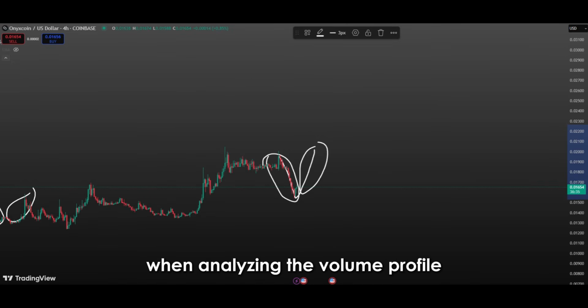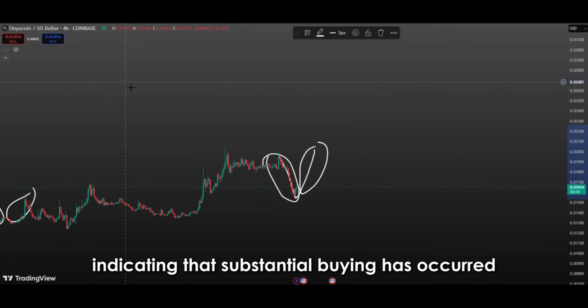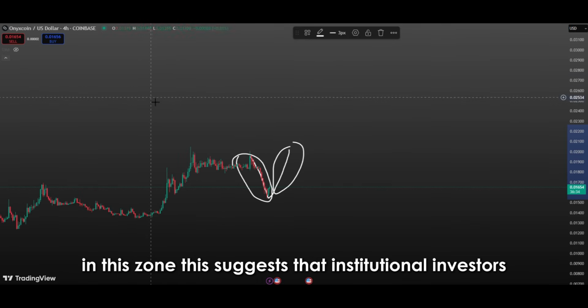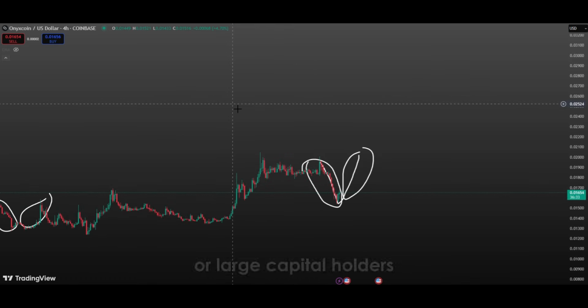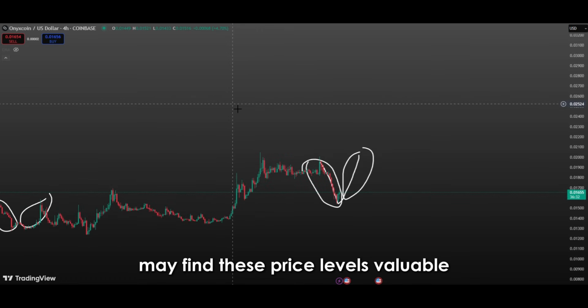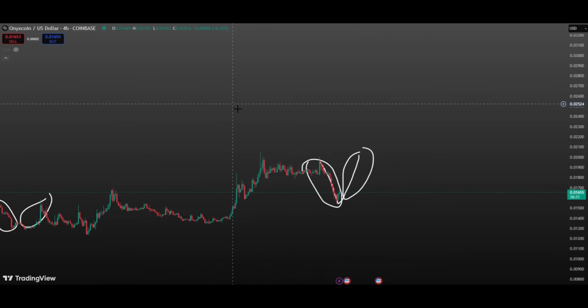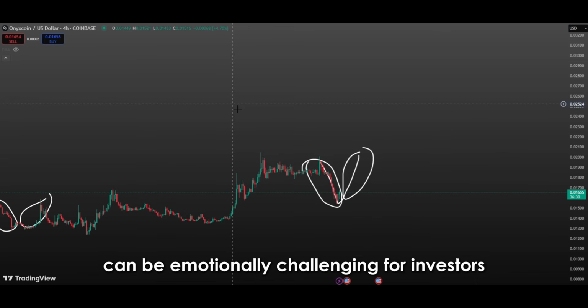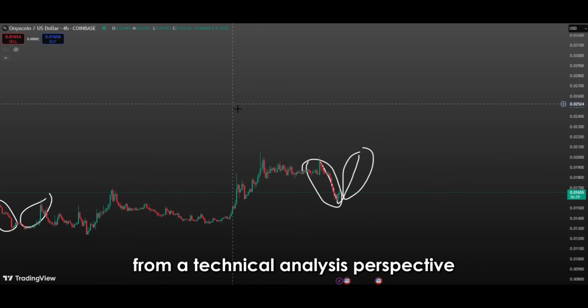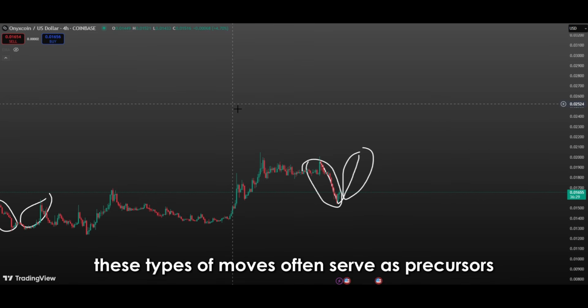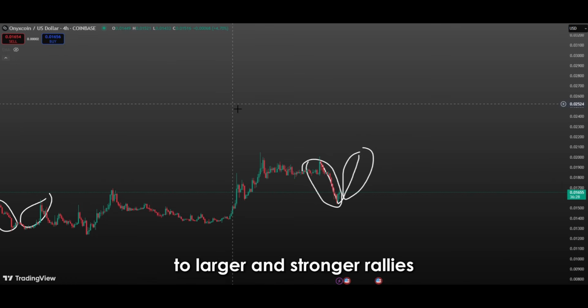In addition, when analyzing the volume profile, there is evident demand at the levels where the price declined, indicating that substantial buying has occurred in this zone. This suggests that institutional investors or large capital holders may find these price levels valuable and are potentially opening positions. This increases the likelihood of a strong upward move from the current level. Although sharp pullbacks can be emotionally challenging for investors, from a technical analysis perspective, these types of moves often serve as precursors to larger and stronger rallies.